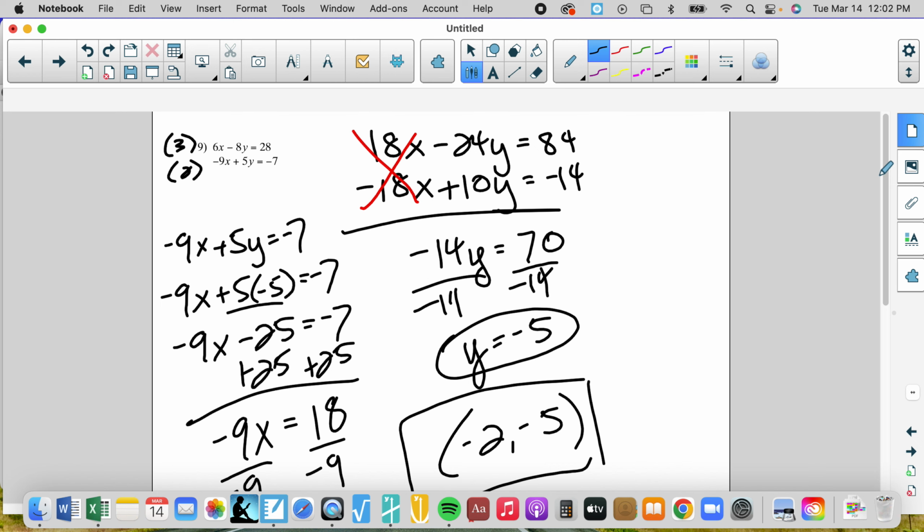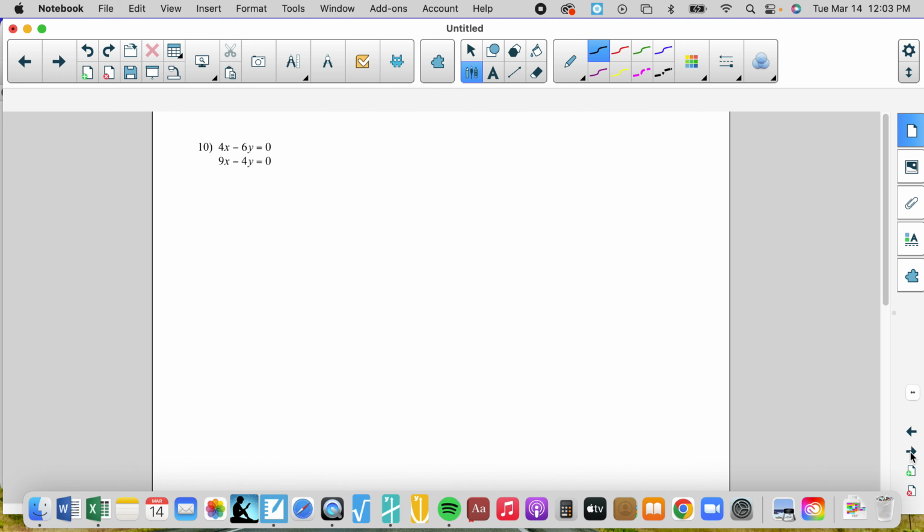So negative 2 is negative 12. Negative 8 is positive 40. And that gives you positive 28. So the check worked. And take the time to check.